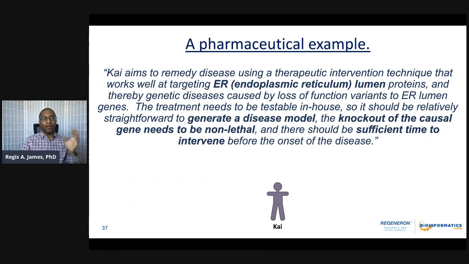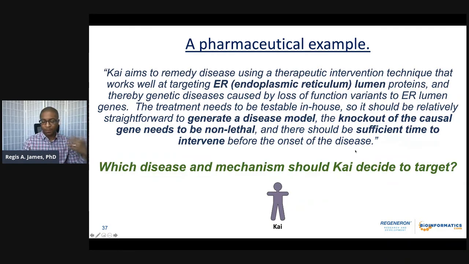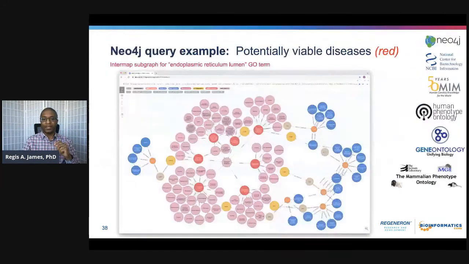The treatment also needs to be testable in-house so that it can be relatively straightforward to generate the disease model, and the knockout of the causal gene needs to be non-lethal, and also there should be sufficient time to intervene before the onset of the disease. So as with the lunch order and plan, now what should Kai do? Which disease and mechanism should Kai decide to target?